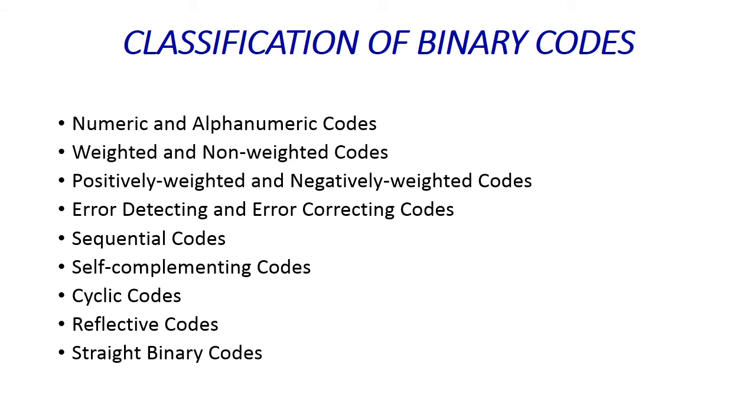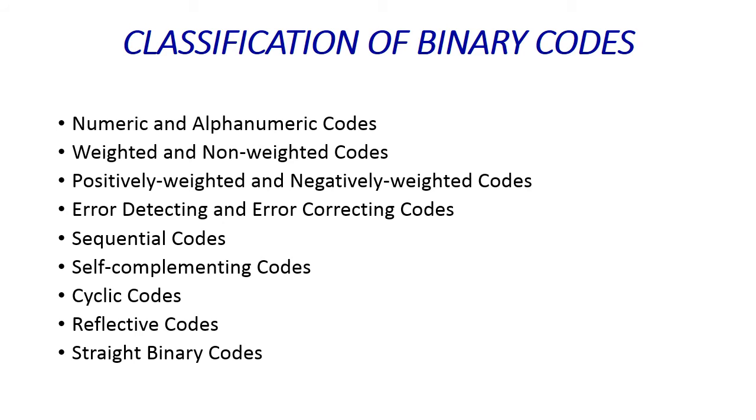A non-weighted code is a code in which no weight is assigned to any digit position. That means each digit position within the number is not assigned a fixed value. So that is called a non-weighted code. Examples of weighted codes are 8421, 2421, 84-2-1, and so on. These are all examples of weighted codes, whereas non-weighted codes are the excess-3 code and the gray code.